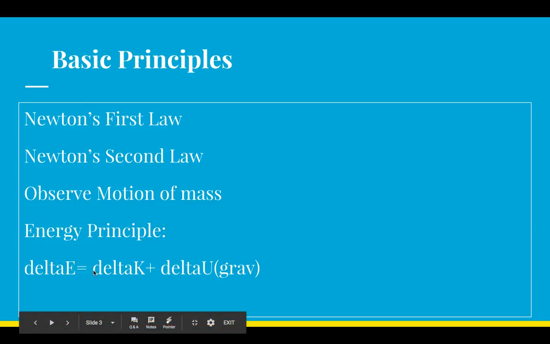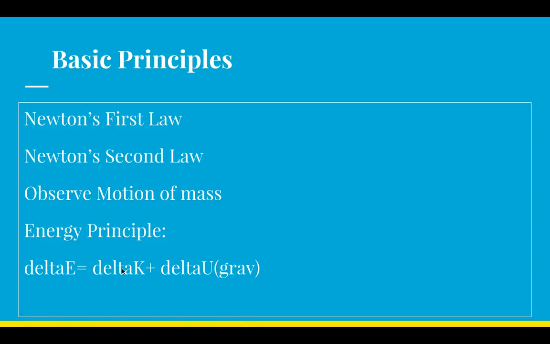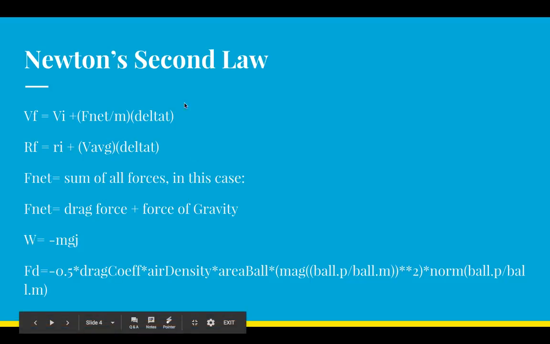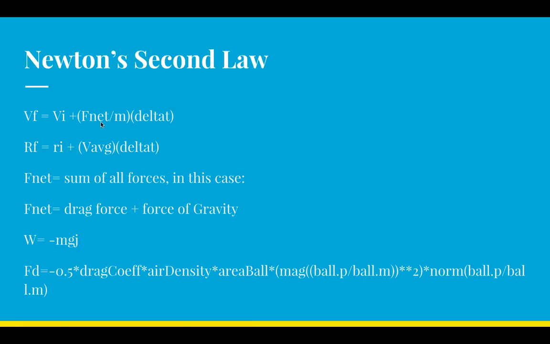which we're going to use to calculate the total energy during this trajectory, and the kinetic energy and the potential energy. For Newton's second law, we have that the final velocity equals the initial velocity plus the net force divided by the mass and multiplied by the change in time. The final position equals the initial position plus the average velocity times delta t. The net force is the sum of all the forces. In this case, the net force is the drag force plus the force of gravity.